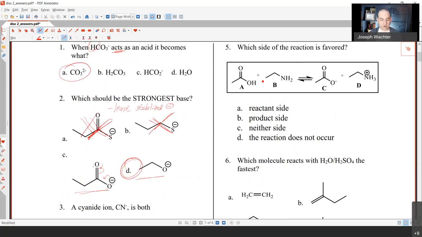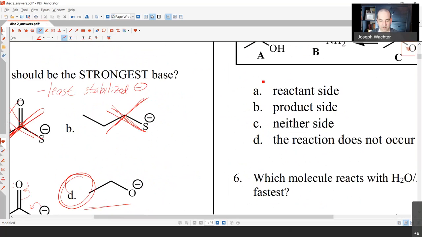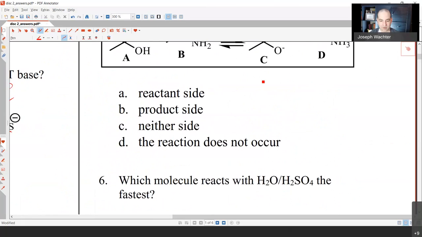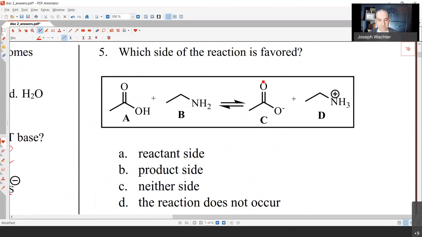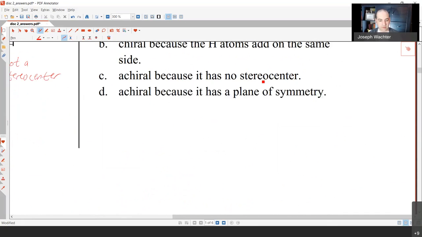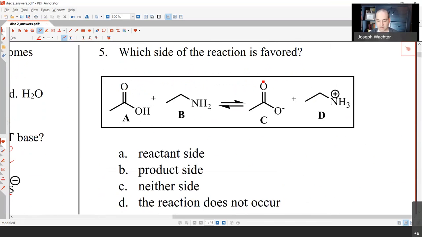Okay, so now I gotta figure out how to do this. I can't see the other sides. Okay. All right, so take a couple minutes now and try the rest of the page, 5 through 7, and then we'll go through those.